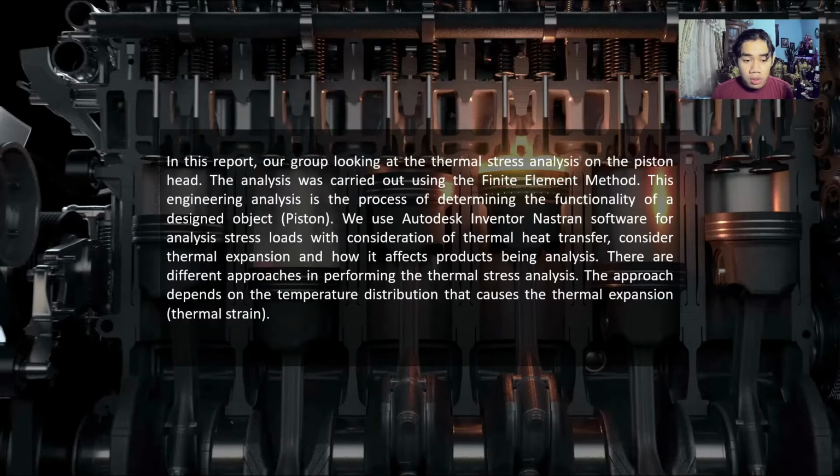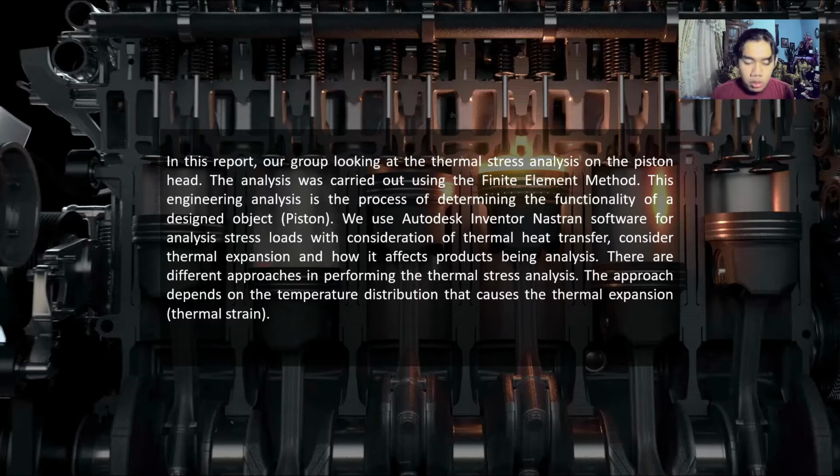In this report, our group is looking at the thermal stress analysis on the piston head. The analysis was carried out using the finite element method. This engineering analysis is a process of determining the functionality of the design object, the piston. So we use Autodesk Inventor Nastran software for the stress load analysis with consideration of thermal heat transfer, considering the thermal expansion and how it affects the product being analyzed.